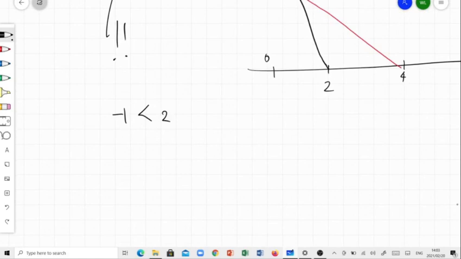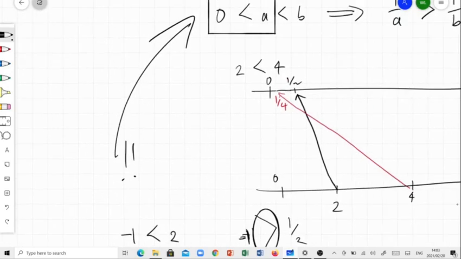Okay, now let's take the inverse. That's -1. The inverse of 2 is actually a half. Now you see, notice that -1 is still dominated by a half. In other words, there is no reversal. There is no order reversal as stipulated by this law.